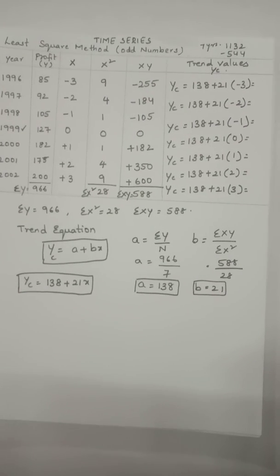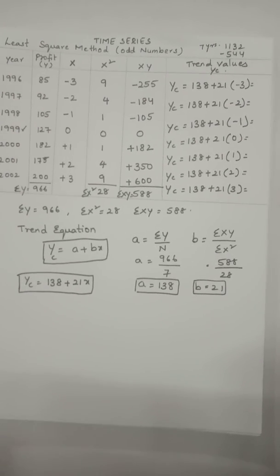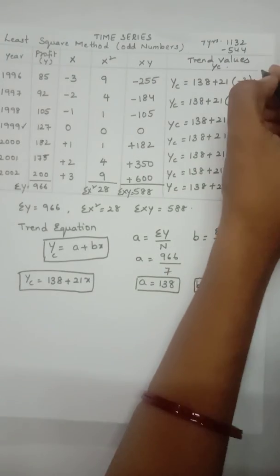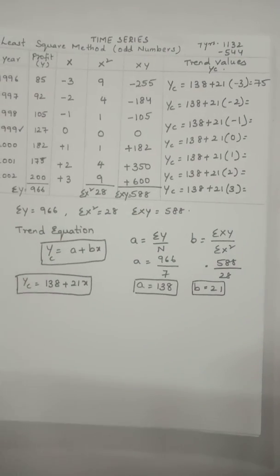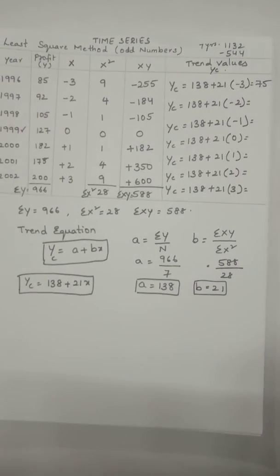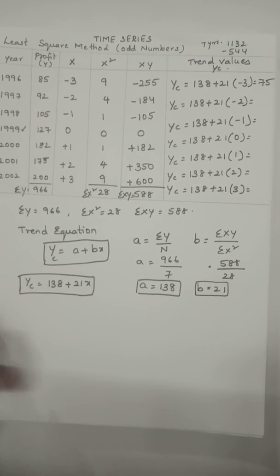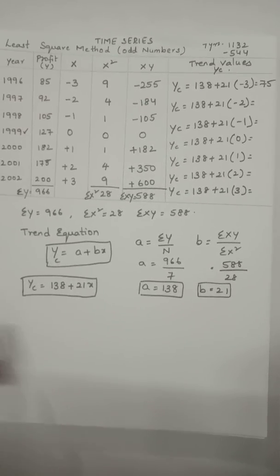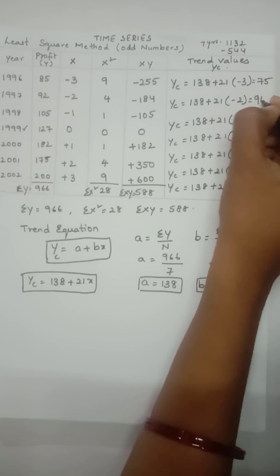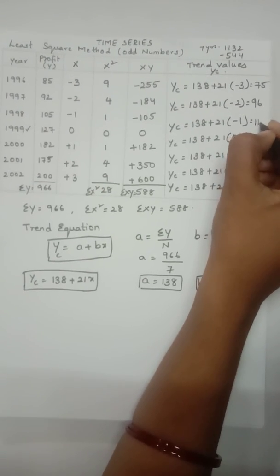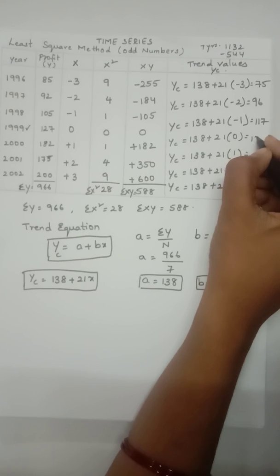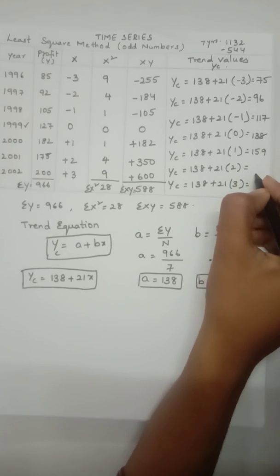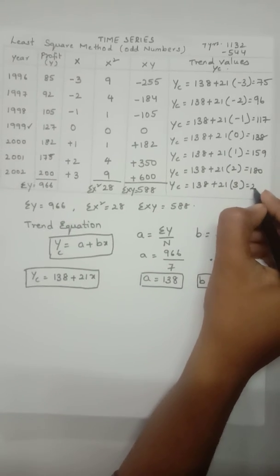Let us do the individual calculations. 21 into minus 3 is minus 63. When you deduct it from 138, your answer is 75. Next, 21 into minus 2 is minus 42. If you deduct it from 138, your answer is 96. Like that, the third value is 117, the fourth value is 138, the fifth value is 159, the sixth value is 180, and the seventh value is 201.